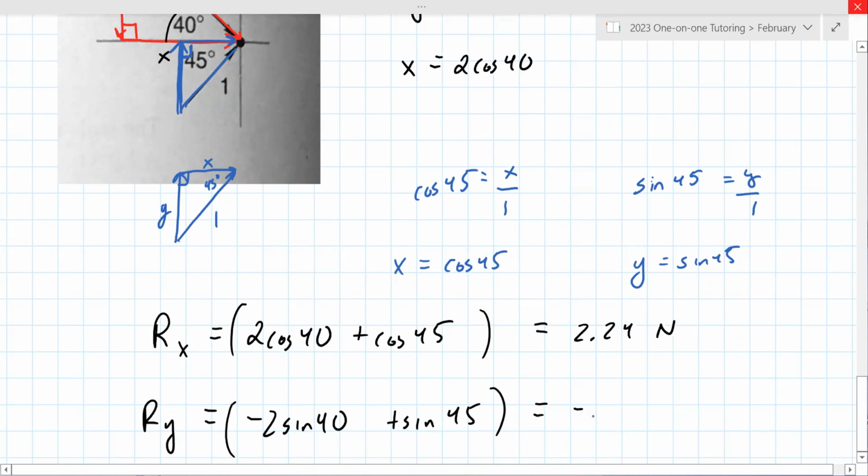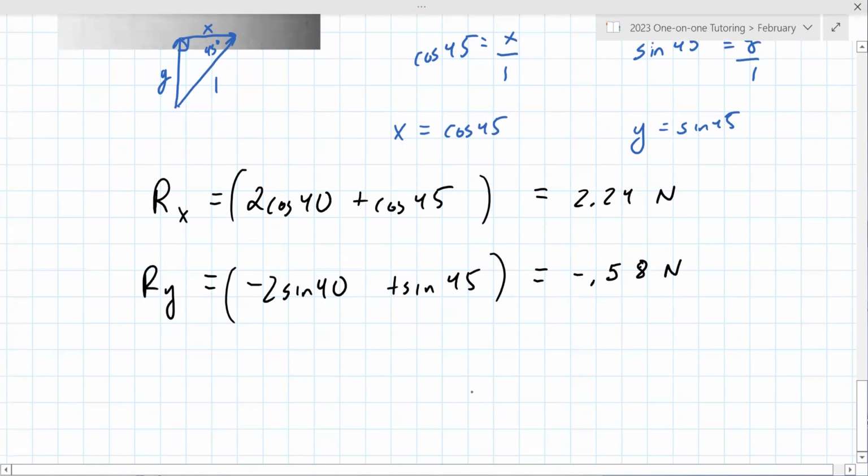This one is minus 0.58 newtons in the Y direction. So the idea here is that if we're to draw a new vector, it's going 2.24 right and then minus 0.58 down. So that resultant vector is this one. Notice it's the hypotenuse of the triangle. So the resultant vector is the square of the X, square of the Y, square rooted.